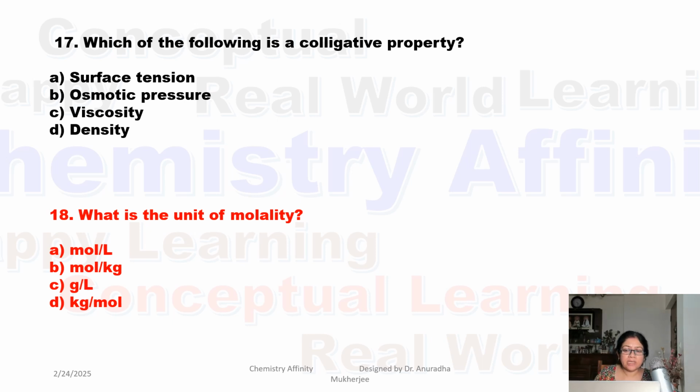Which of the following is a colligative property? Surface tension, osmotic pressure, viscosity, density. So the correct option is option B, osmotic pressure. What is the unit of molality? Molality means mole per kg solvent. That means the correct option is B.